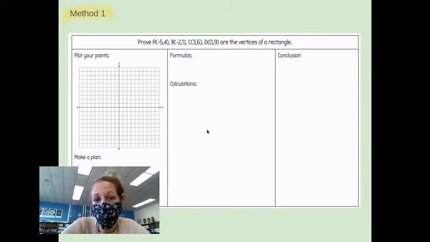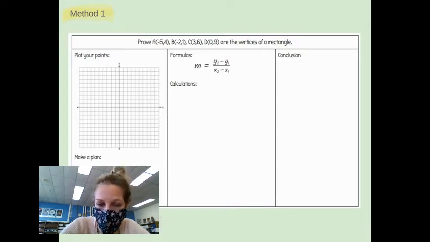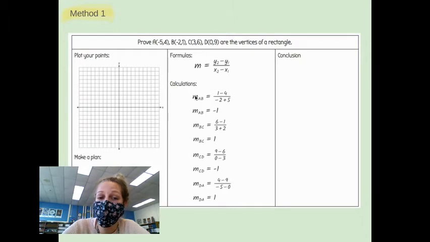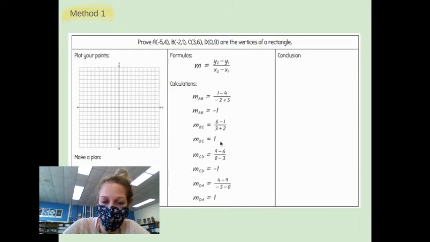If you're aiming to do four right angles, you need to show that the lines are perpendicular. Perpendicular lines come from slopes, so I state my formula. Next, I need to get the slope of the four sides. You want to make sure here that you have the slopes of the sides and not the diagonals.